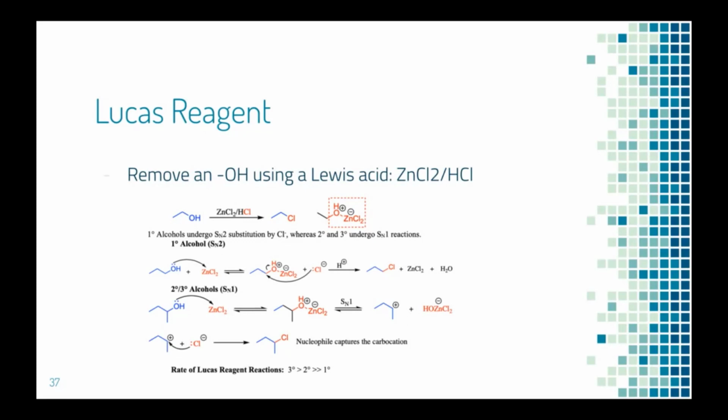So that also makes for a great leaving group. And below you can kind of see how the primary alcohol reaction mechanism is different than the secondary and tertiary alcohol reaction mechanism. And so because of that, in terms of the rate of Lucas reagent reactions, tertiary and secondary alcohols react faster, and primary alcohols react significantly slower, but that is just something to know. There may be a question asked on that.